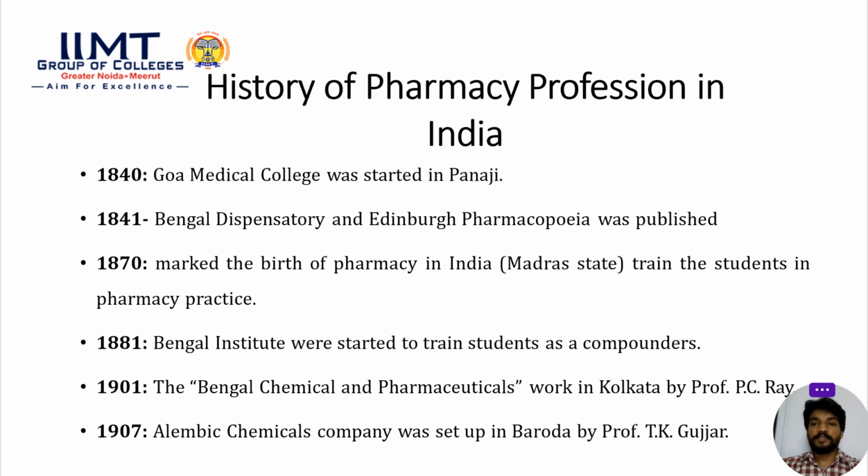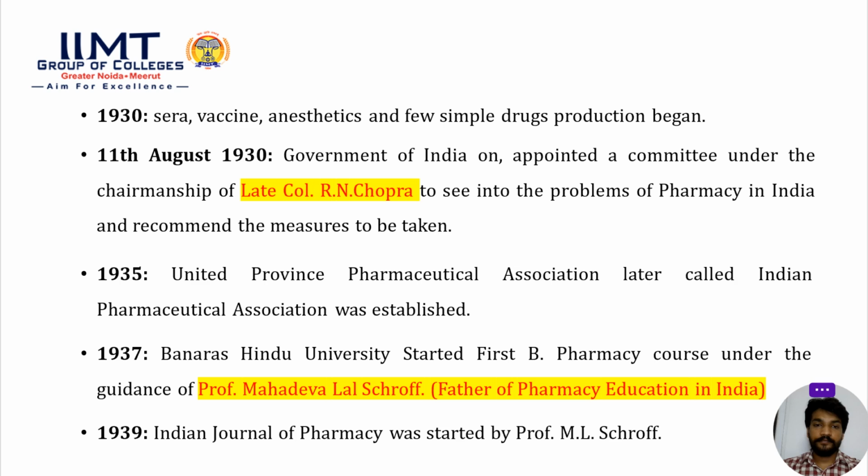Next, we will discuss the history of the pharmacy profession in India. In 1840, Goa Medical College was started in Panaji. In 1841, Bengal Dispensary and Edinburgh Pharmacopoeia were published. In 1817 marked the birth of pharmacy in India, when Madras State trained students in pharmacy practice. In 1881, Bengal Institute was started to train students as compounders. In 1901, Bengal Chemicals and Pharmaceuticals was set up in Kolkata by Professor P. C. Ray, and in 1907, Alembic Chemicals was set up in Baroda by Professor T. K. Gajjar.